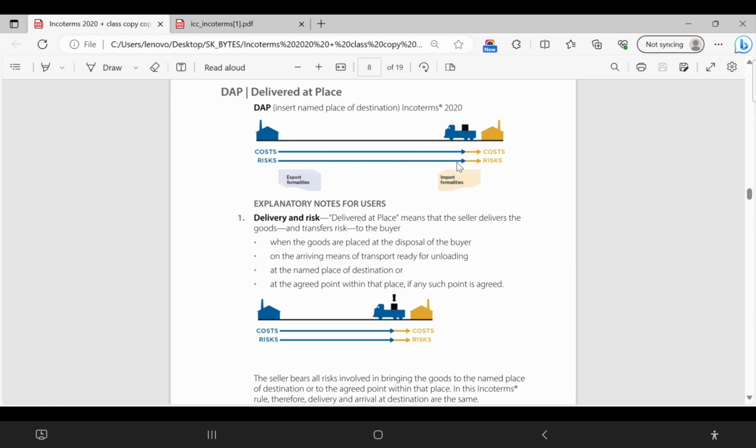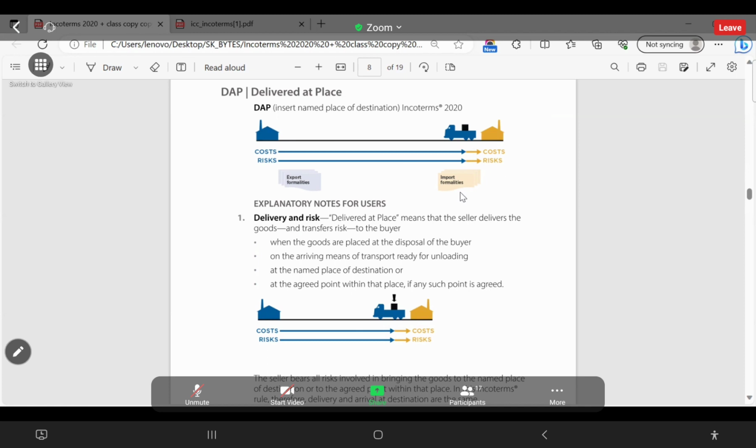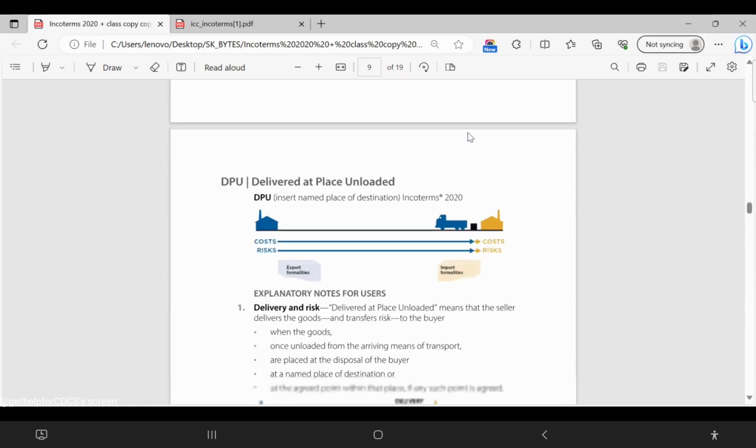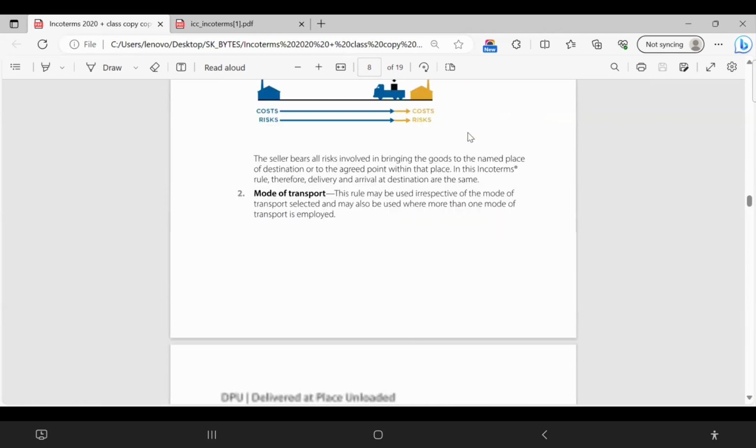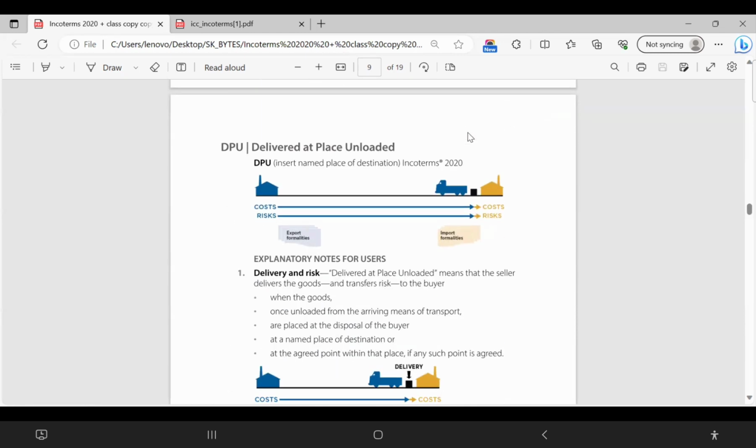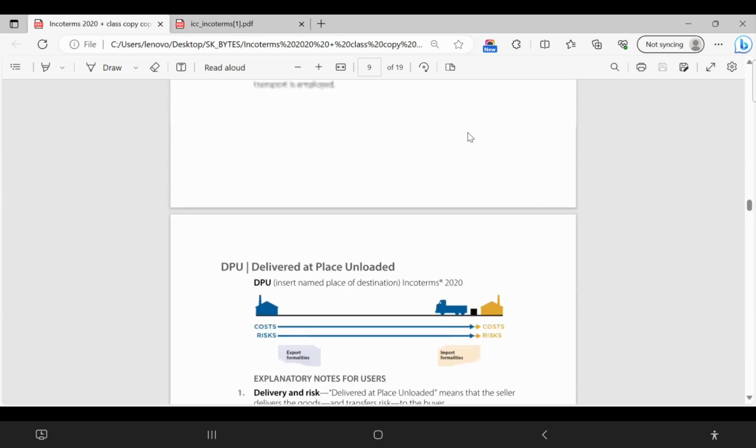Again, you have to remember another thing under DAP: export formalities are on account of the exporter and import formalities are on account of the importer. This is the place where the delivery is said to happen. Now, after DAP, we have DPU, Delivered at Place Unloaded.